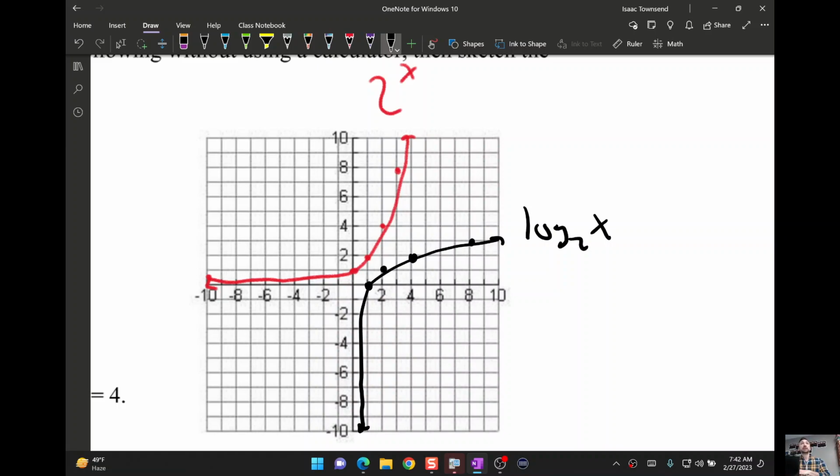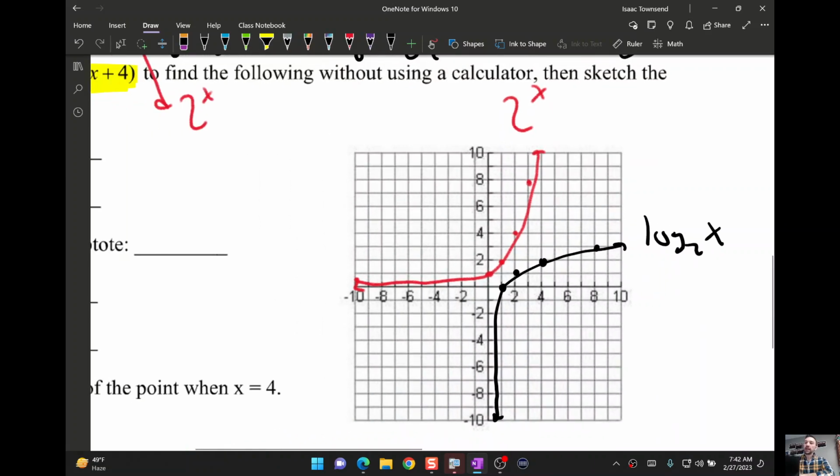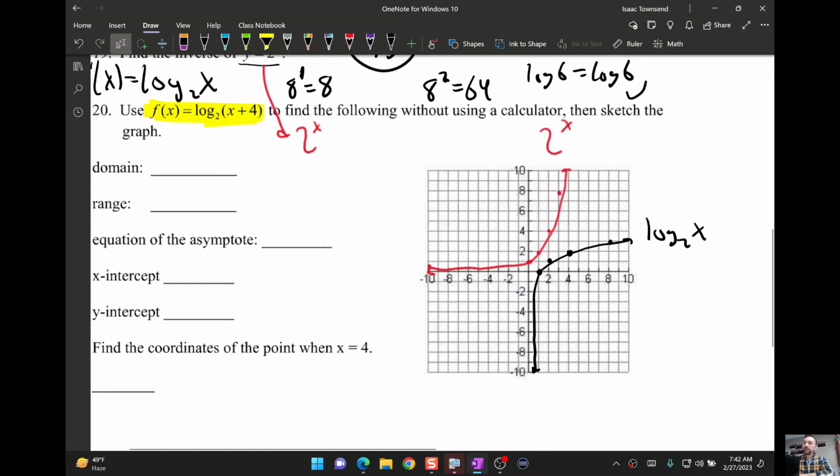This is why we did inverse review before we moved into exponential functions. This part's not important right now, but remember there's this line of symmetry of y equals x if they are inverses, so it's good to see that. And then finally, if you can do that, that's its parent function.